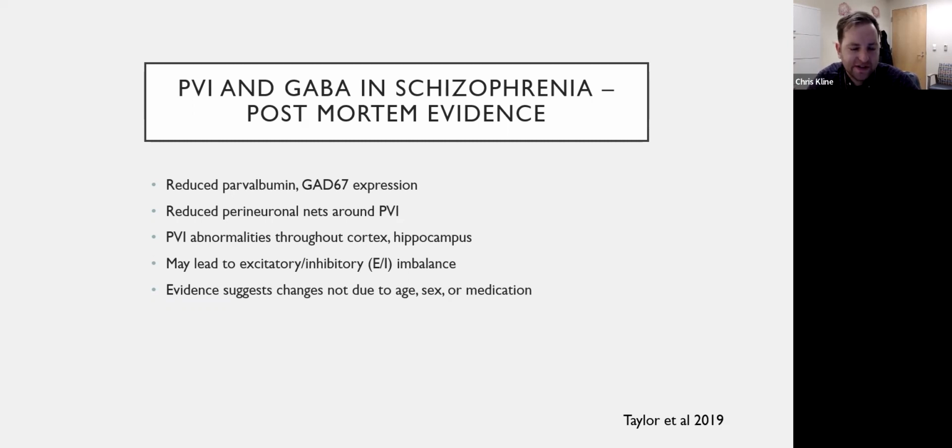Within postmortem studies of patients with schizophrenia, we find that there's reduced parvalbumin and GAD67 expression. And GAD67 is the synthetic enzyme for GABA. There are also structural abnormalities around parvalbumin interneurons that are seen throughout the cortex and hippocampus. Disruptions to these neurons may lead to an excitatory-inhibitory imbalance in the brain, which is hypothesized to drive at least some of the findings in schizophrenia, like aberrant salience. And the evidence suggests that these changes are not due to confounding factors like age or medication.